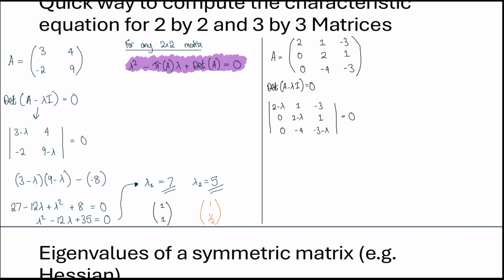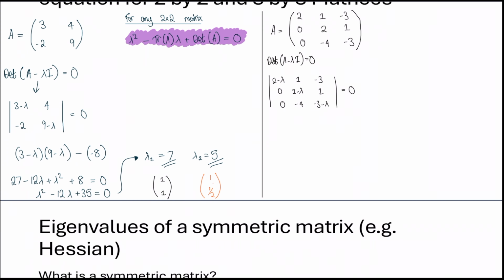In order to find the determinant of this matrix, I'm going to use the second row and then work out the determinants of the minor matrix. So if I use the second row, I get minus 0, and then the minor matrix is 1, minus 3, minus 4, minus 3, minus lambda. Then I get plus 2 minus lambda, and the minor matrix is 2 minus lambda, minus 3, 0, minus 3, minus lambda. And then minus 1, 2 minus lambda, 1, 0, minus 4 is going to equal 0.